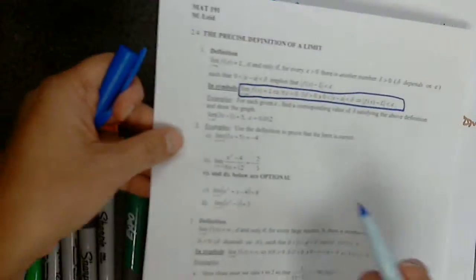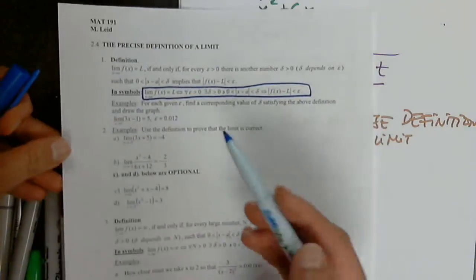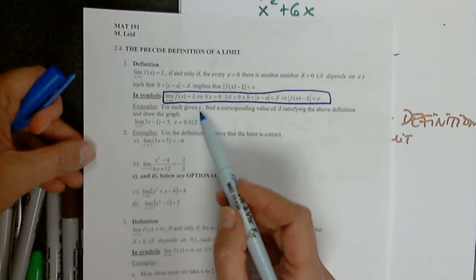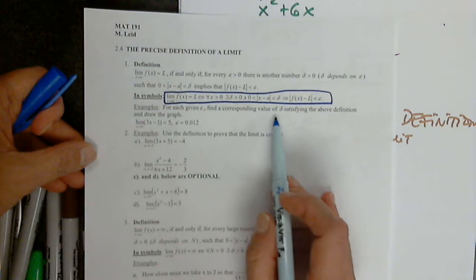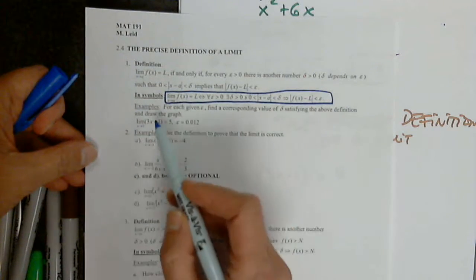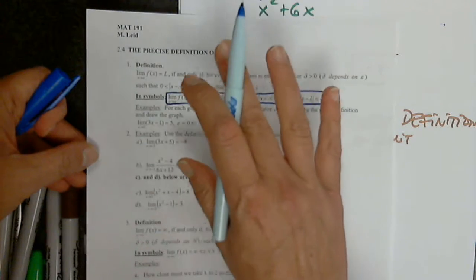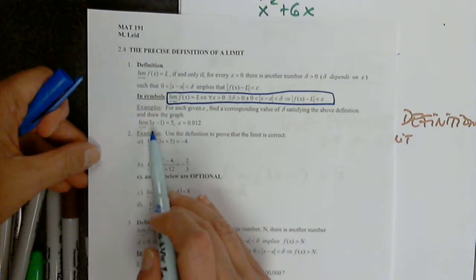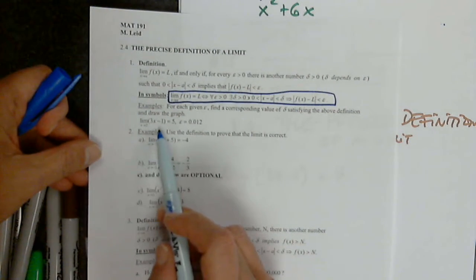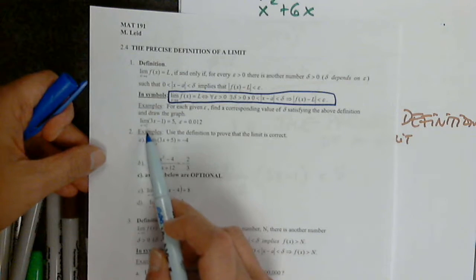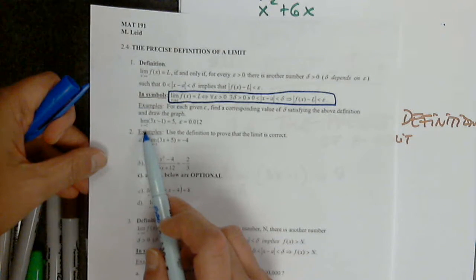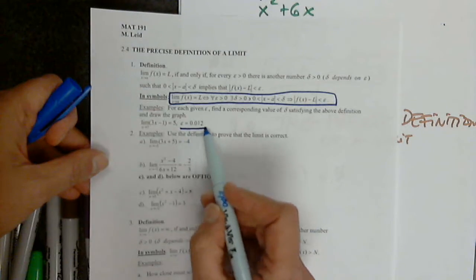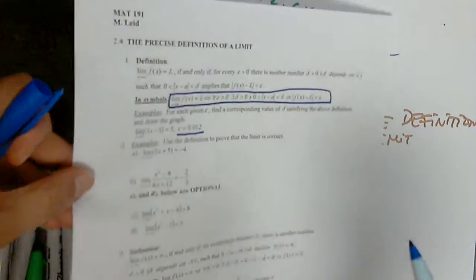Perfect. Yes, obviously it says here, and I'm going to explain what this is in a minute: find the corresponding something, satisfying the above definition, and draw the graph. We haven't even read the definition. I just want to draw a graph of this function. I'm going to show you what happens when x approaches 2 from either side, and then we are going to talk about the rest of the symbols and how we analyze this.